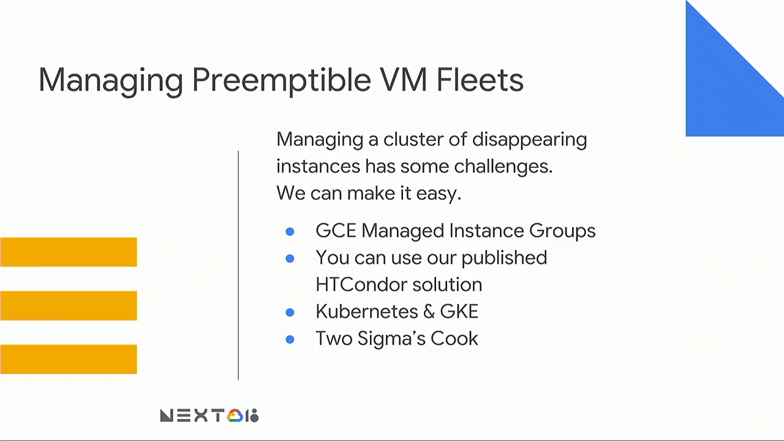Generally, of course, you're going to be creating more than one of these things, and so that's where things get a little bit more interesting. But fortunately, there's a lot of tools that make it easy. We have our GCE managed instance groups that can help you manage instances of preemptible VMs and recreate them once they get preempted. We have a published solution on our website for how to use HTCondor, which is a very popular job scheduling tool with preemptible VMs. Kubernetes and GKE, of course, support preemptible VMs. And in the second half, you'll hear more about Two Sigma's Cook job scheduler that supports preemptible VMs as well.